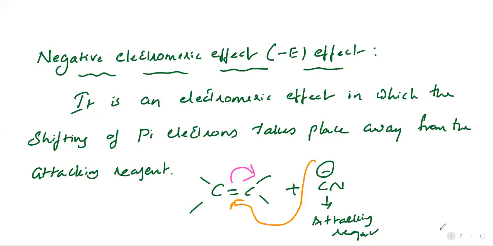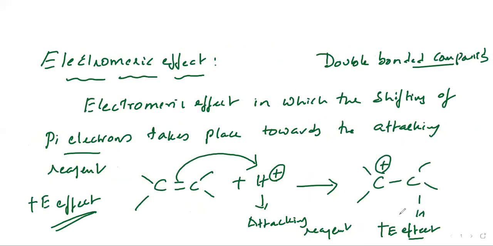In the previous example, you see, students, the pi electrons are shifting towards the attacking reagent, and that we are calling plus E effect. But in this example, in minus E effect, what happens here?